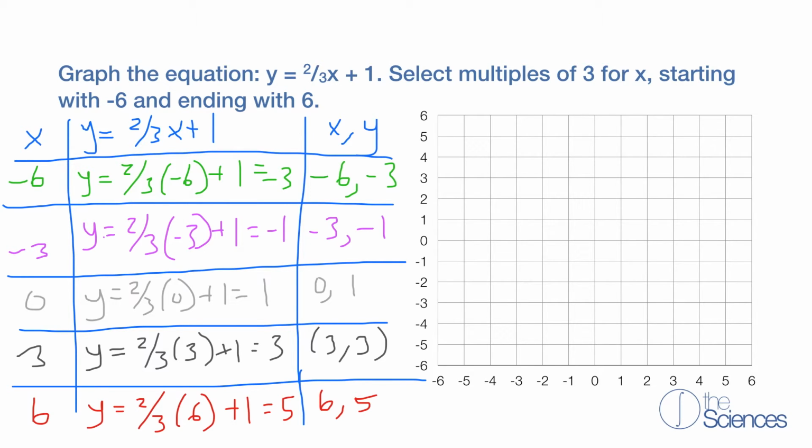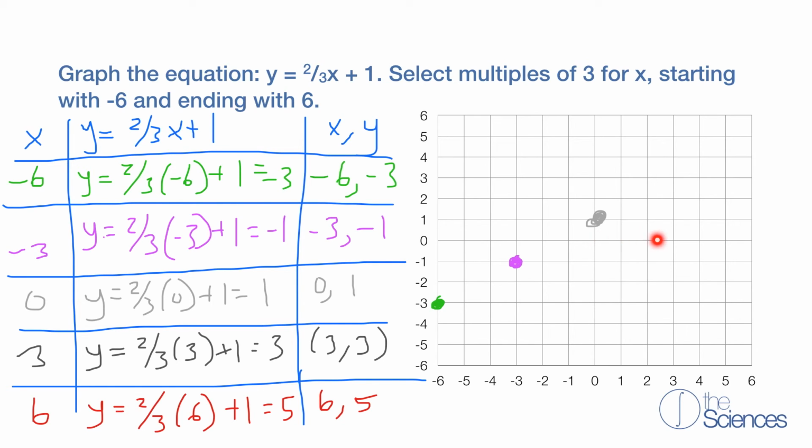Now we're going to plot these ordered pairs as points in the rectangular coordinate system. So we have -6, -3. So we're going to go to -6, -3, which is here. Now our second point is -3, -1. Our third point is 0, 1. Our fourth point is 3, 3.